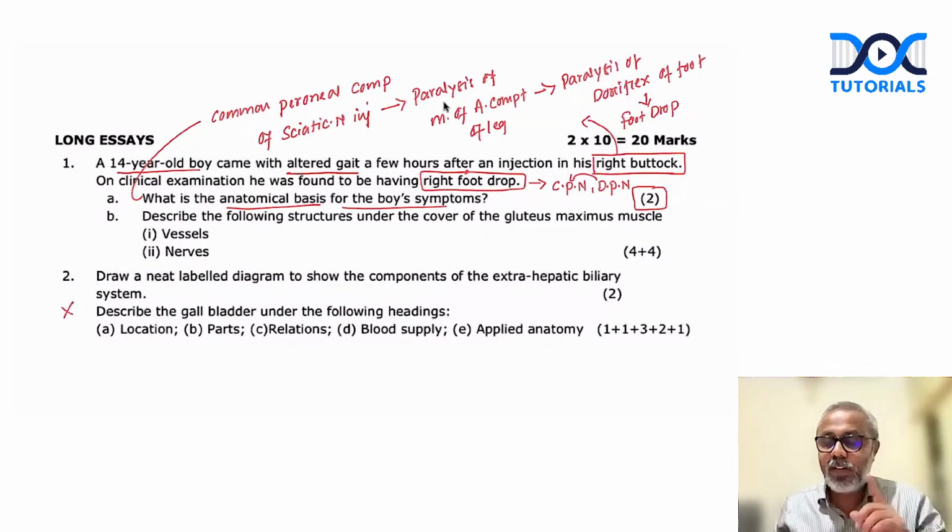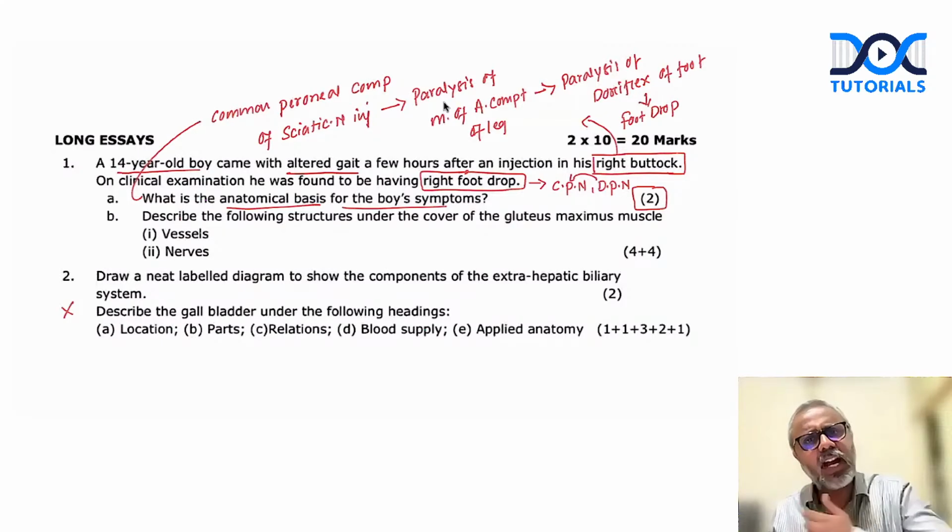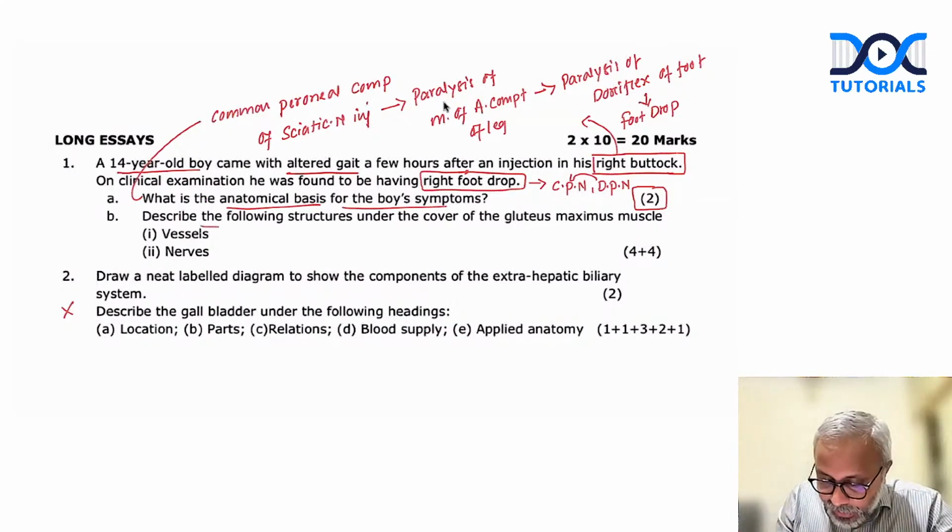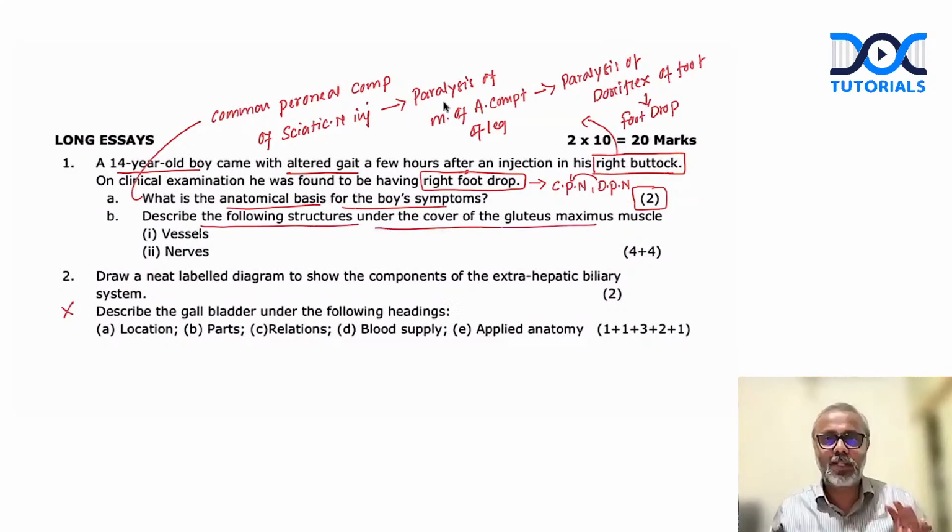Now, we need to carefully read the second part of the question. Most often when we see questions like this, again, we get excited. Okay, fine. The examiner is trying to ask about sciatic nerve. I will write half an hour about sciatic nerve. But then I'll come back and see the second part where the question is, describe the structures under the cover of gluteus maximus.